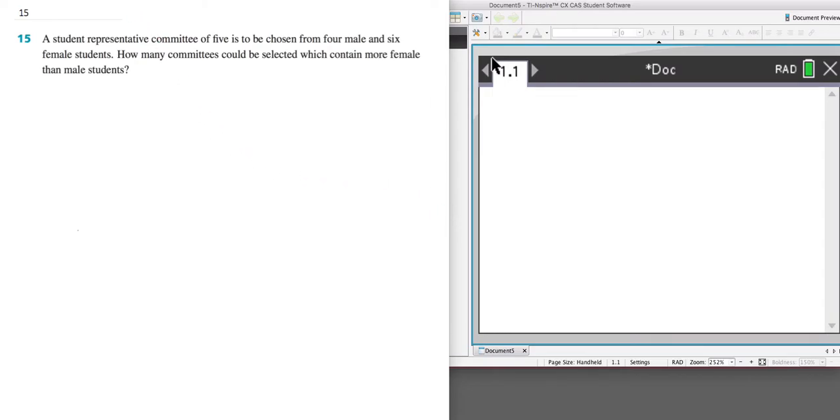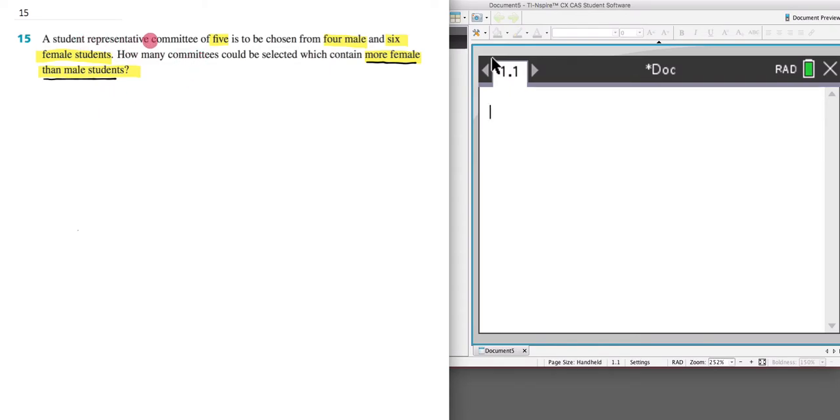All right, so we are now answering question 15, which says a student representative committee of 5 is to be chosen from 4 male and 6 female students. How many committees could be selected which contain more female than male students? So let's begin by really reflecting upon this last phrase here. I need to have more female than male students.